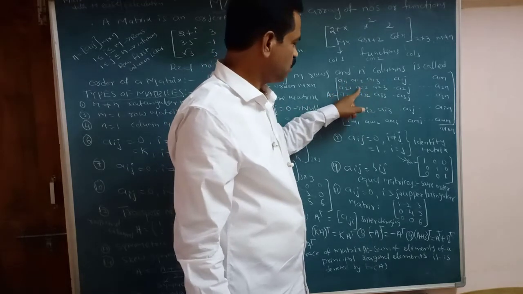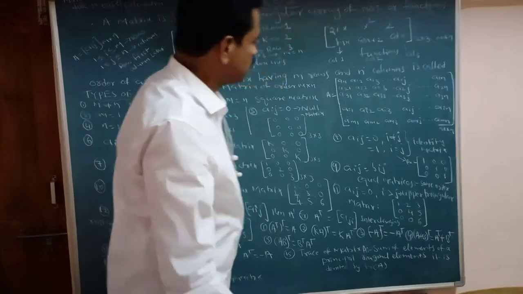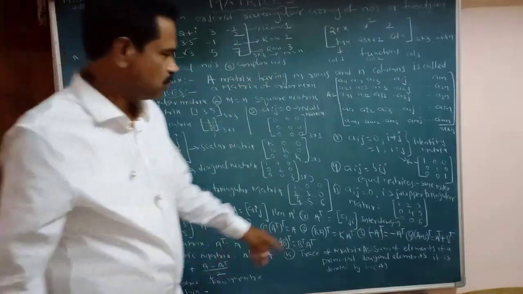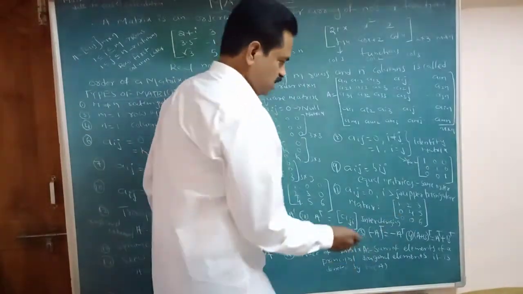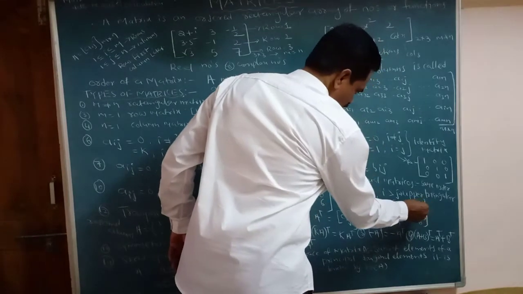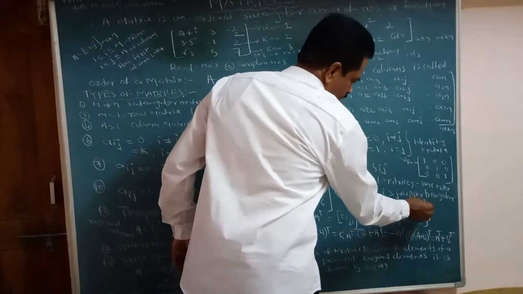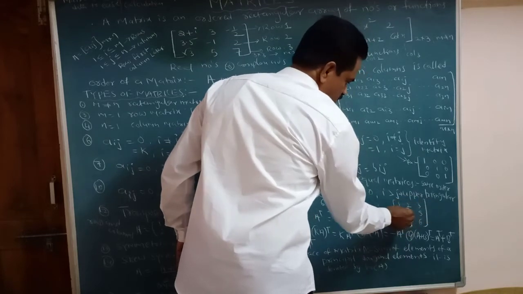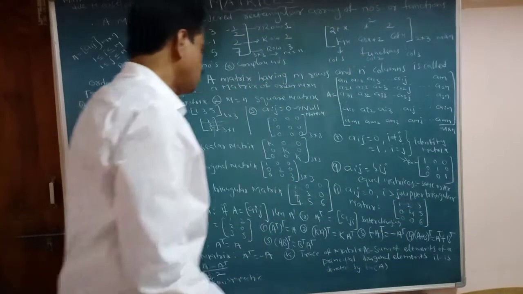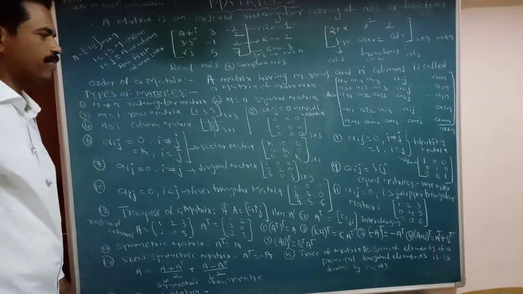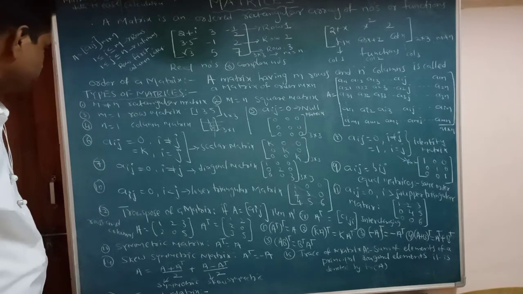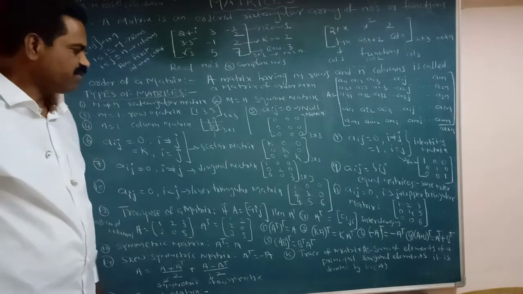Remaining, suppose any elements you take here, 1 2 3 4 5 6. So remaining values are 0. You observe here, this is the triangle, upper triangle. So below the elements, 0 0 0. So it is called what here? Upper triangular matrix.